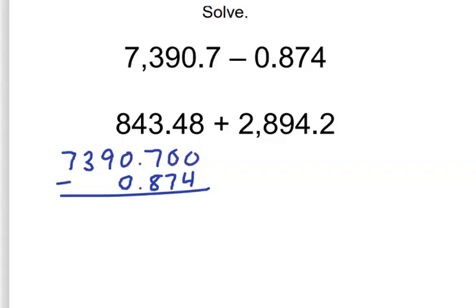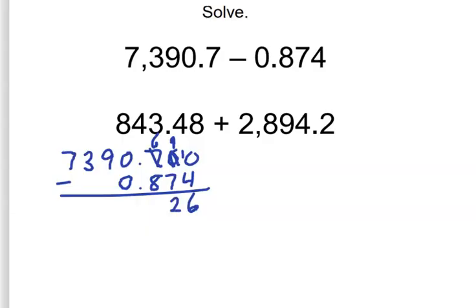Okay, so we can't take away 4 from 0, so we're going to have to borrow from this 0, which we can't. So we're going to have to borrow from this 7 and make it a 6. This 0 becomes a 10, but we're going to borrow from that and make it a 9. And then this stays 10. 10 minus 4 is 6. And then we have 9 minus 7, which is 2.